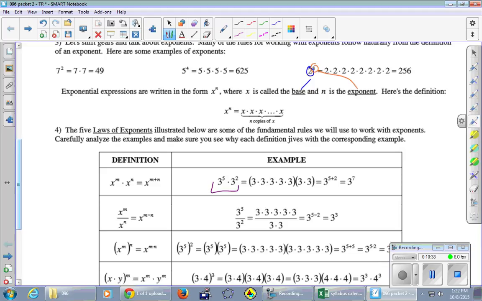So 3 to the 5th really means 3 times 3 times 3 times 3 times 3. Just 5 of them written out. 3 squared really means 3 times 3. And if you saw this and you said, oh, I'm going to group all those 3's together, how many do you have? You have 7. And so what are we doing with those 5 and the 2 to get our answer, which is 3 to the 7? We're adding them.